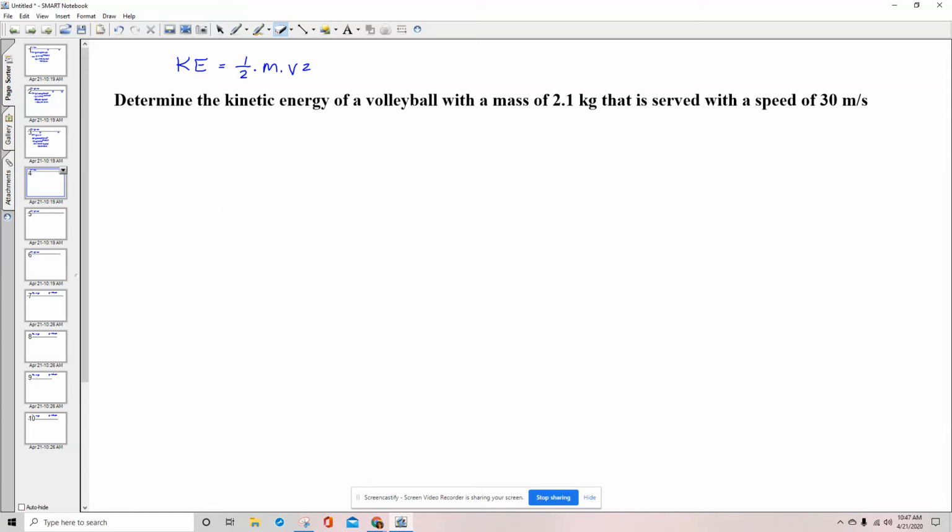Okay, so we're going to calculate kinetic energy, and the equation for kinetic energy is kinetic energy equals 1/2 times mass times velocity squared.